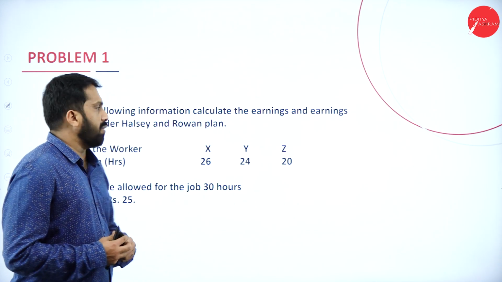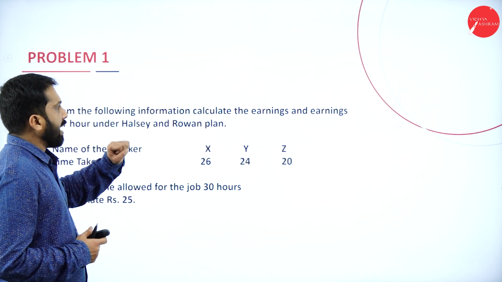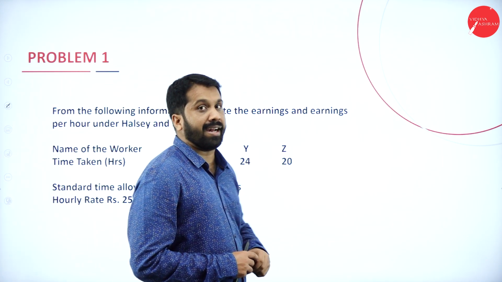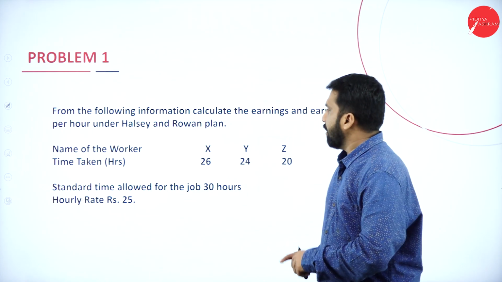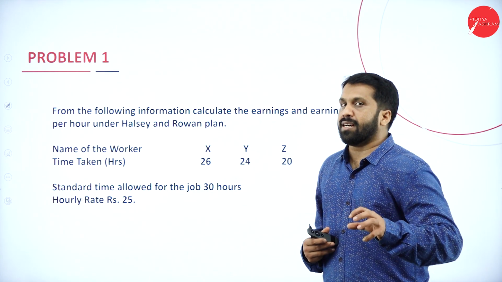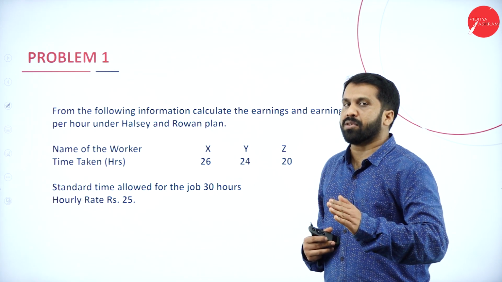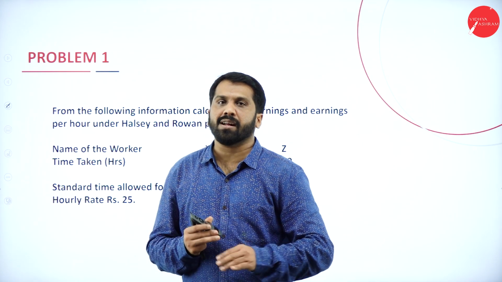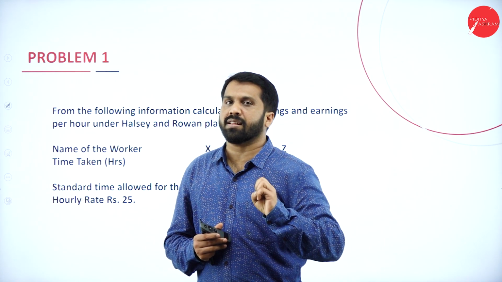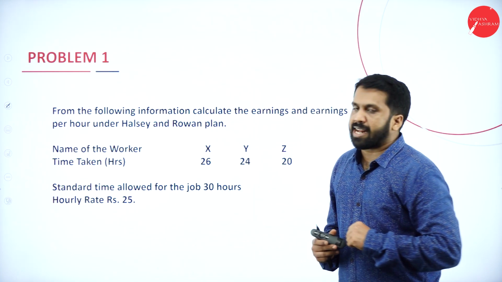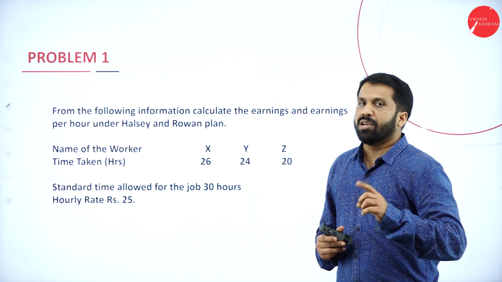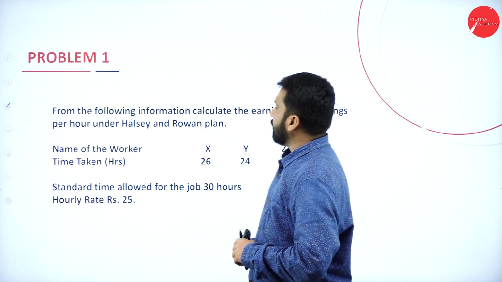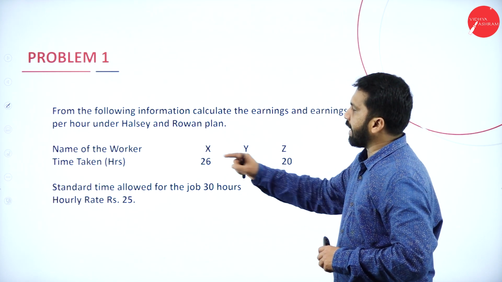Under problem number 1, from the following information, calculate the earnings per hour under the Halsey plan and under the Rowan plan. Now, as per this, not only the Halsey plan, along with that you are supposed to find out Rowan. Halsey is different, Rowan is different, so we are doing 2 problems separately. If it is a 10-mark question in your examination, you can expect Halsey as well as Rowan. Now, under this, you have the name of the worker and time taken.